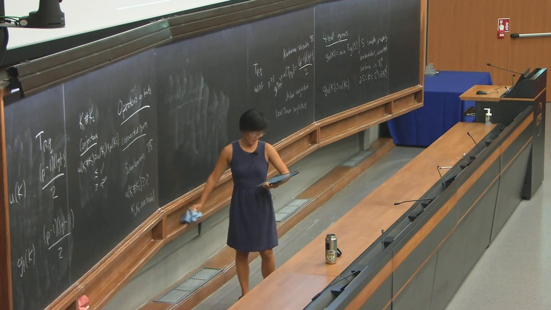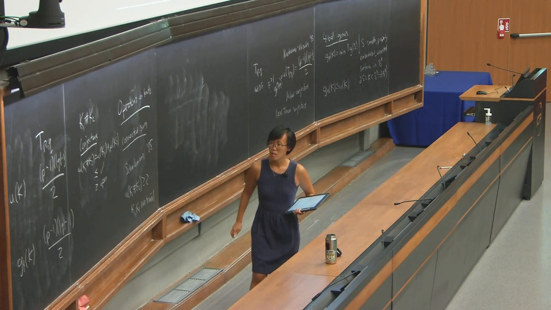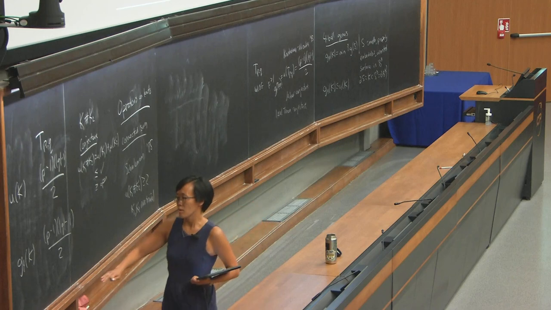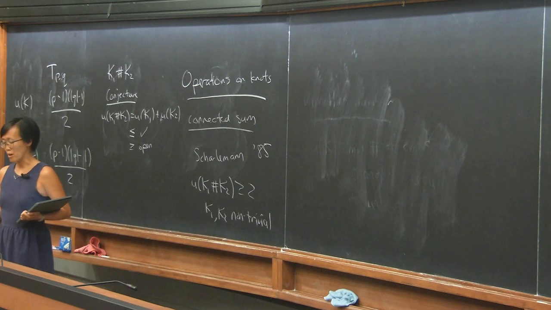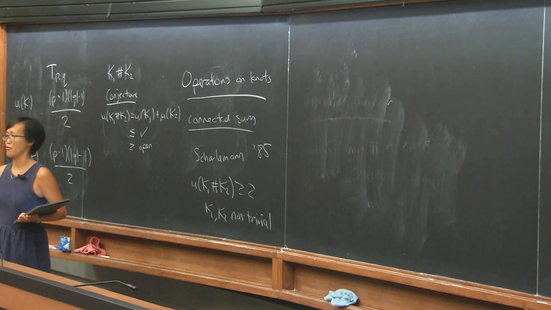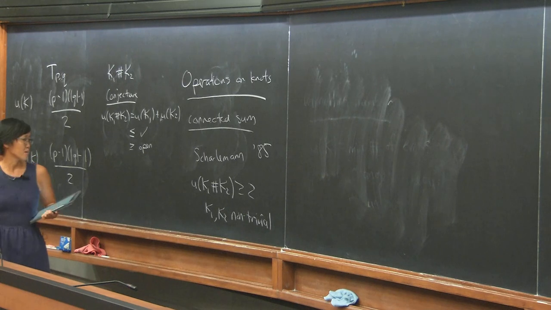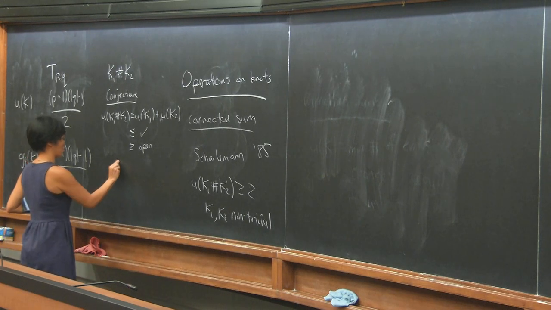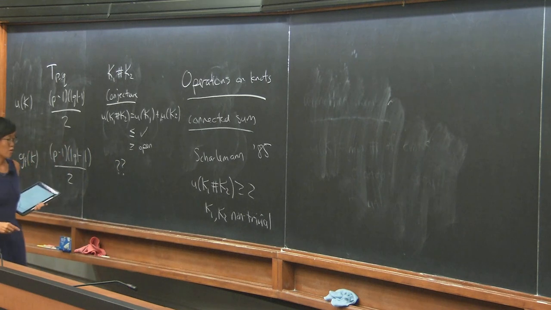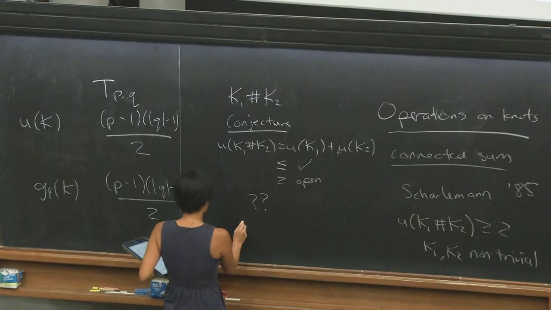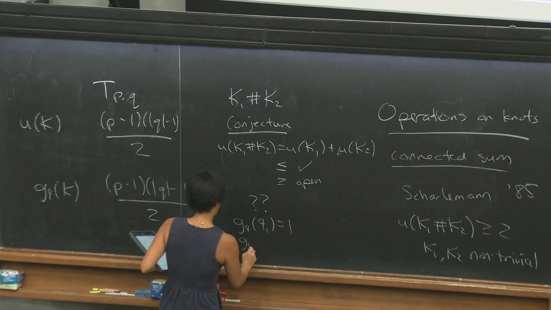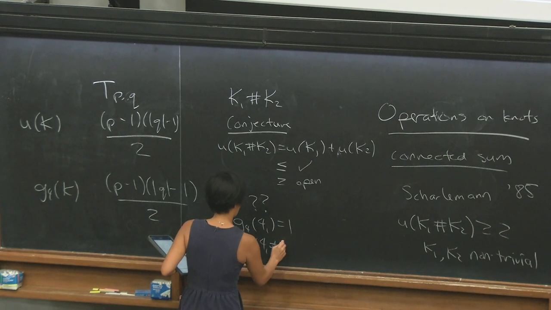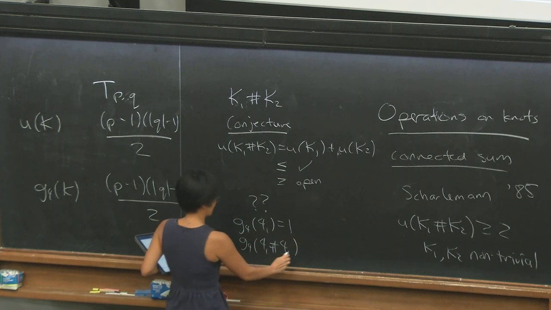And then maybe you'd also wonder, what's the four-ball genus of a connected sum? In some cases, the four-ball genus is additive. For example, the four-ball genus of the connected sum of the right-handed trefoil with itself is additive. But in general, this is wide open. For example, the four-ball genus of the figure-8 knot is 1, whereas the figure-8 connect sum itself is slice, so this is 0.